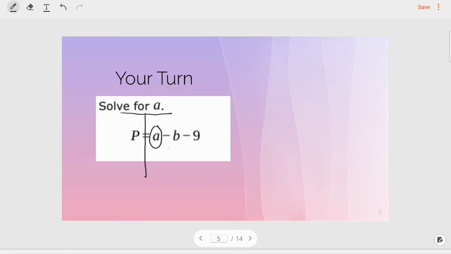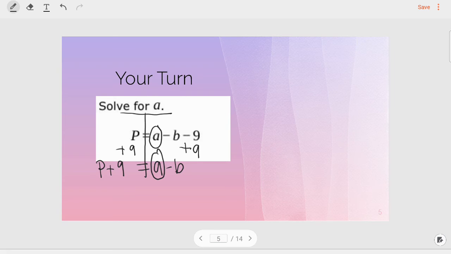All right, let's check your answer. I need to get rid of minus b and minus 9. I'm going to work furthest away first. So I'm going to get rid of minus 9 by adding 9. So I have p, and p and 9 don't combine, so p plus 9, I'm going to keep that in between my two terms, equals a minus b.